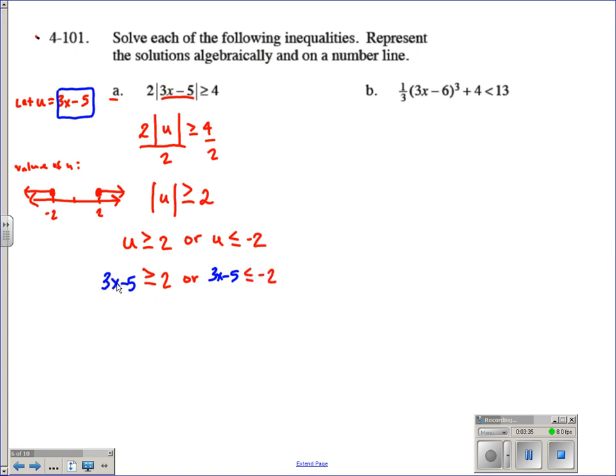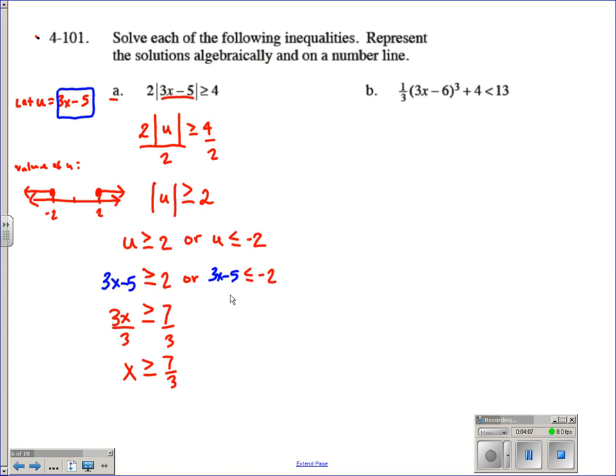Now let's solve it to figure out what values of x will get us to this. So we add our 5 to each side. We're going to have 7. So 3 times some number is greater than or equal to 7. We get x is greater than or equal to 7/3. So any number that we plug in for x, as long as it's greater than or equal to 7/3, we'll get a value here that is at least 2 or more.